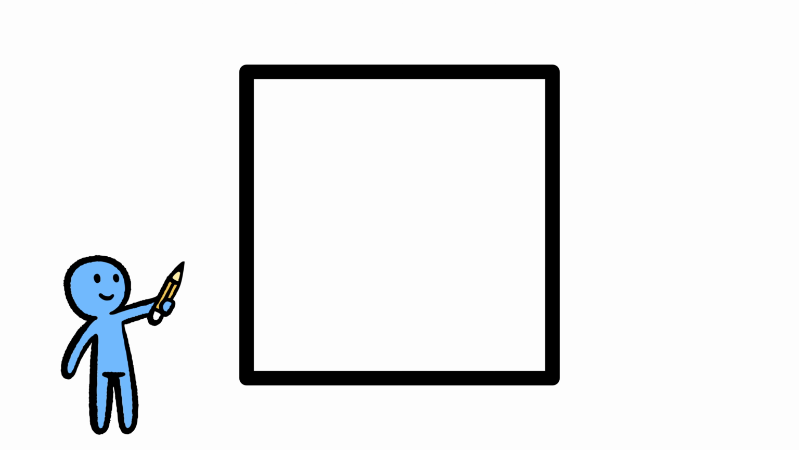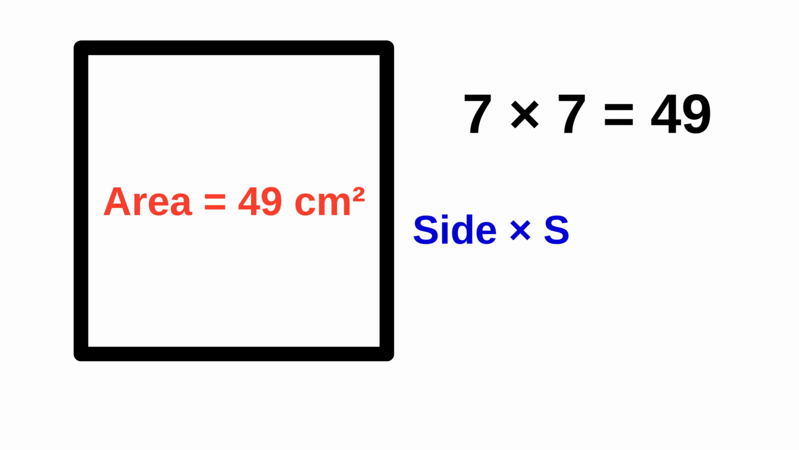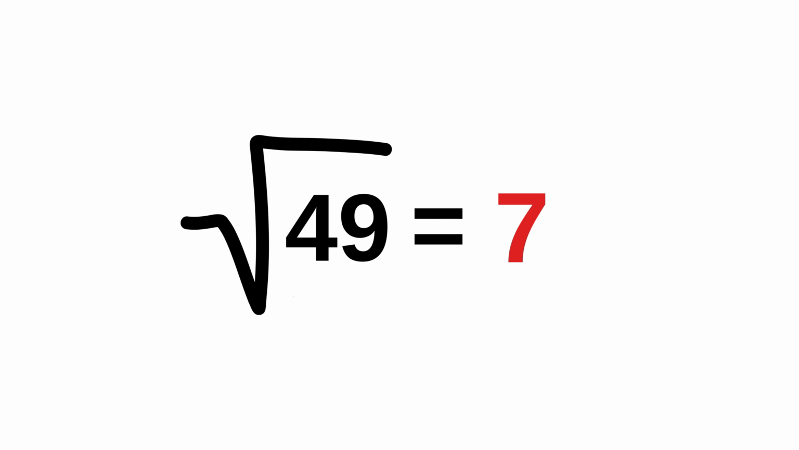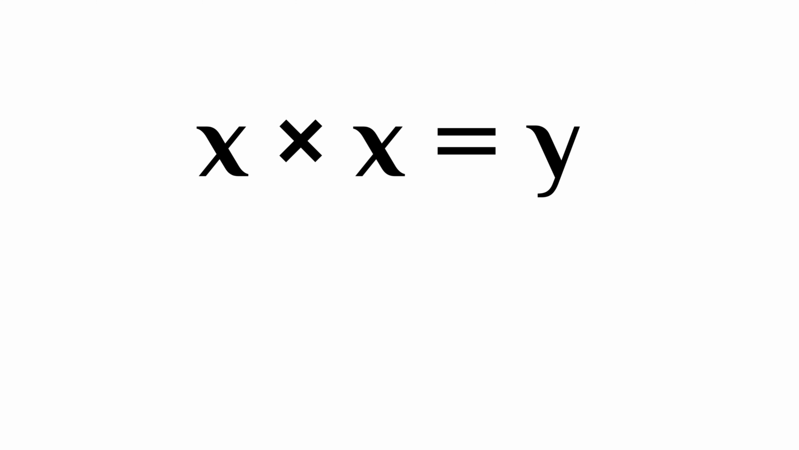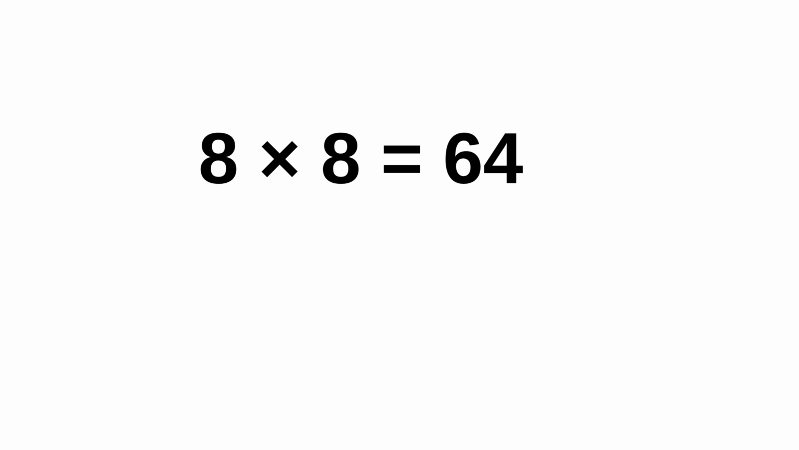Imagine a square with an area of 49 square centimeters. What could be the length of each side? Since 7 into 7 is 49, the side length must be 7. So we say 7 is the square root of 49. In general, if a number x into x equals y, then x is called the square root of y. For example, 8 into 8 is 64, so the square root of 64 is 8.